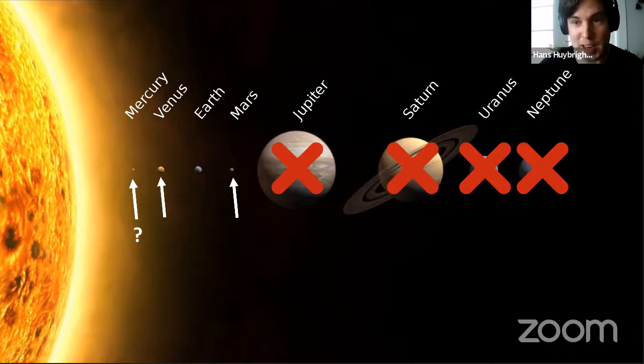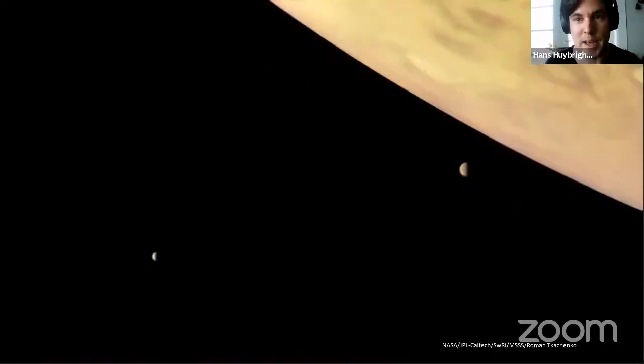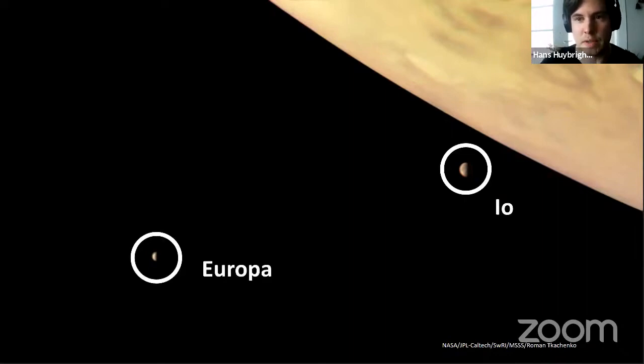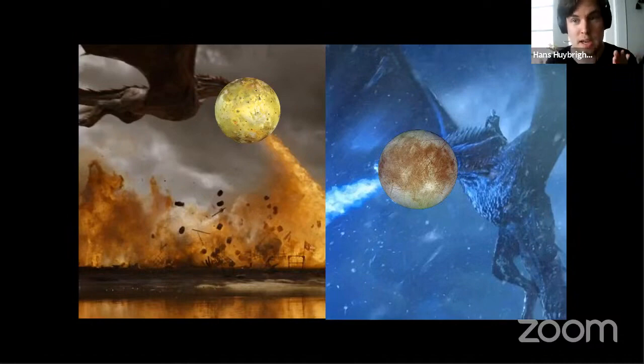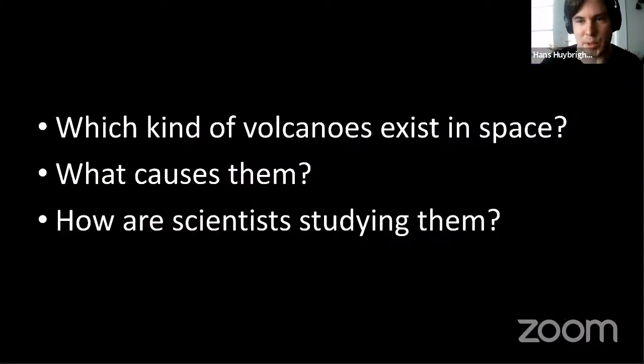But I'm going to talk about Jupiter anyway in this talk, because at Jupiter, we have some of the most interesting volcanoes that we know of. And they're not on Jupiter, but they're on moons of Jupiter. Jupiter is a planet with a lot of moons, and some of those have volcanoes. And 2 of those are called Io and Europa. And I call them the moons of ice and fire, because Io has lava volcanoes and Europa has cold volcanoes of water and ice. So in this talk, I'm going to speak about what kind of volcanoes there are in space, what are some of the things that cause them, and how scientists are studying the volcanoes.